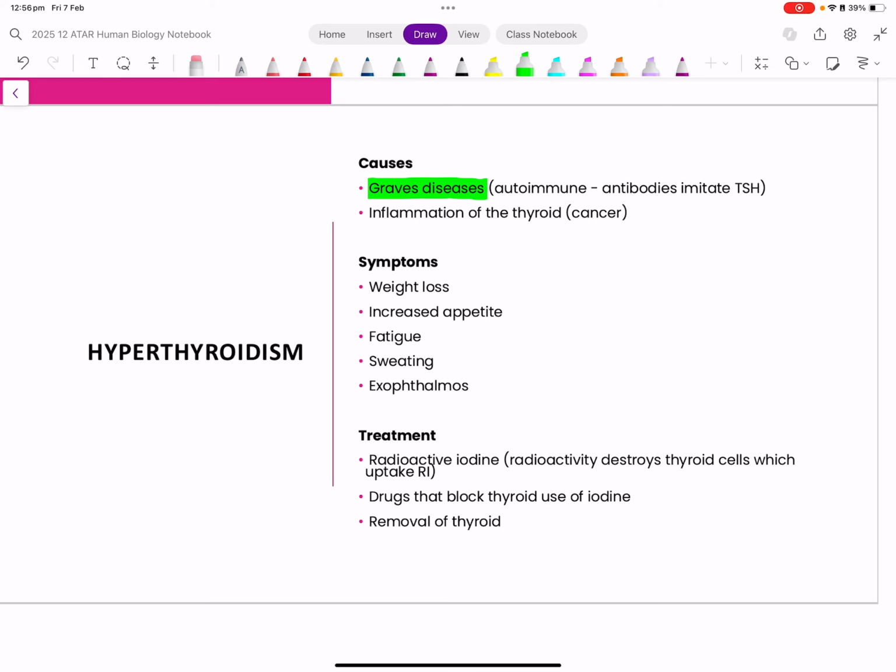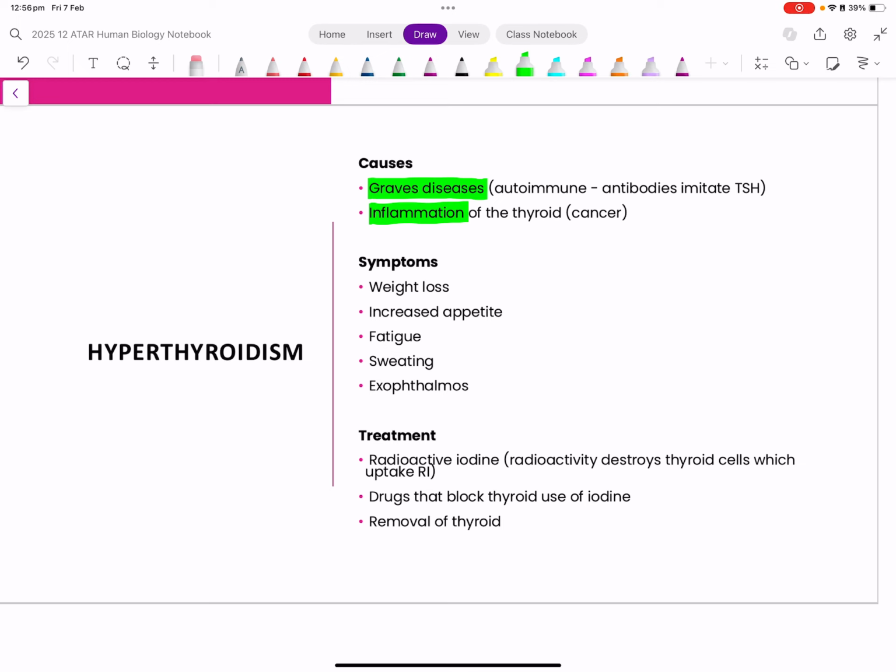A second reason can be due to cancer, and this can lead to inflammation of the thyroid gland. Some of the symptoms that are experienced include weight loss. This is due to overproduction of thyroid hormone, leading to a dramatic increase to the rate of cellular respiration. This is going to mean that more energy is required by this particular person, increasing their appetite, and they might feel like they're never getting enough energy in, leading to symptoms like fatigue.